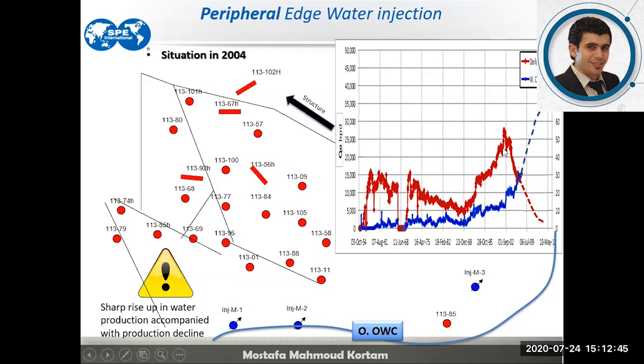So the sharp rise in the water production, accompanied by the production decline, was a problem that required intervention and a change in the methodology of the water injection in order to optimize and maximize efficiency and get a greater impact, rather than having this kind of performance that shows a reduction or decline in the effectiveness of the water flooding.